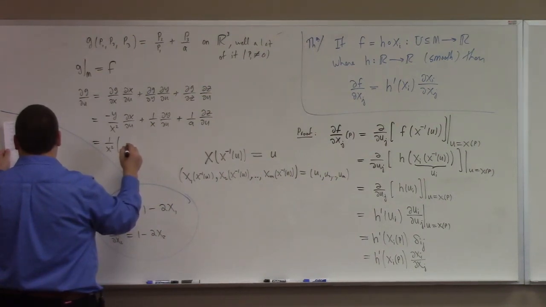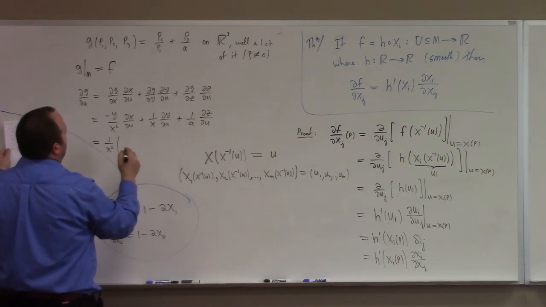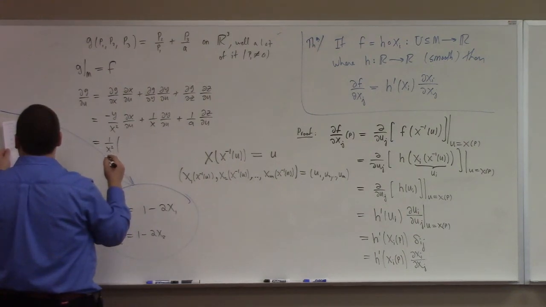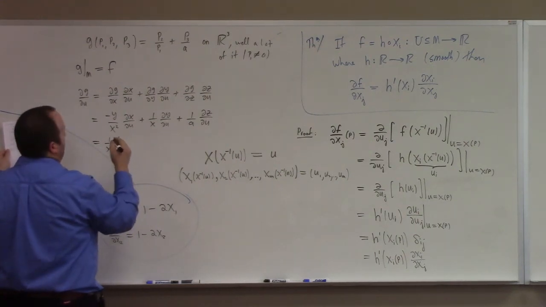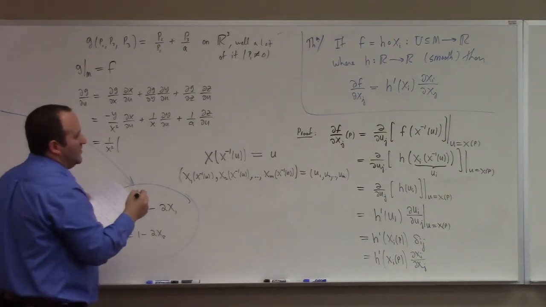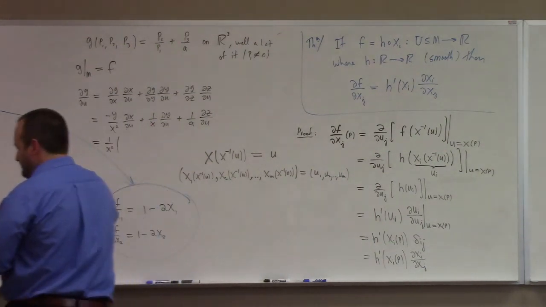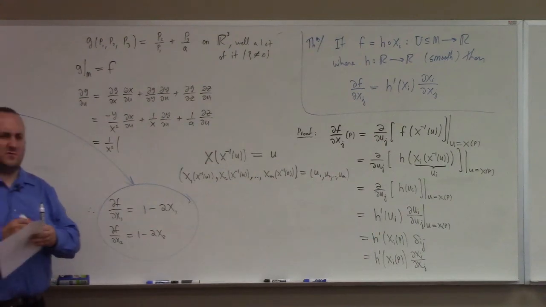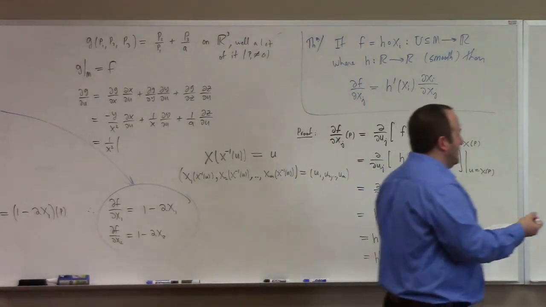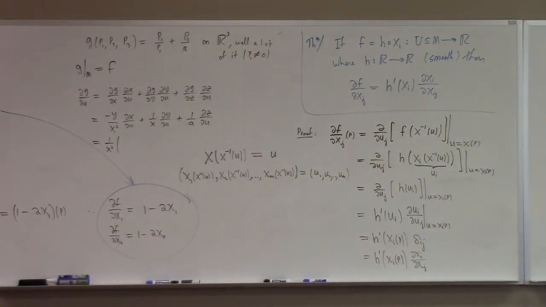Oh, it's kind of interesting though. You've got to go back to the phi: x of uv, y of uv, z of uv. This is x of uv, this is y of uv, this is z of uv, right?